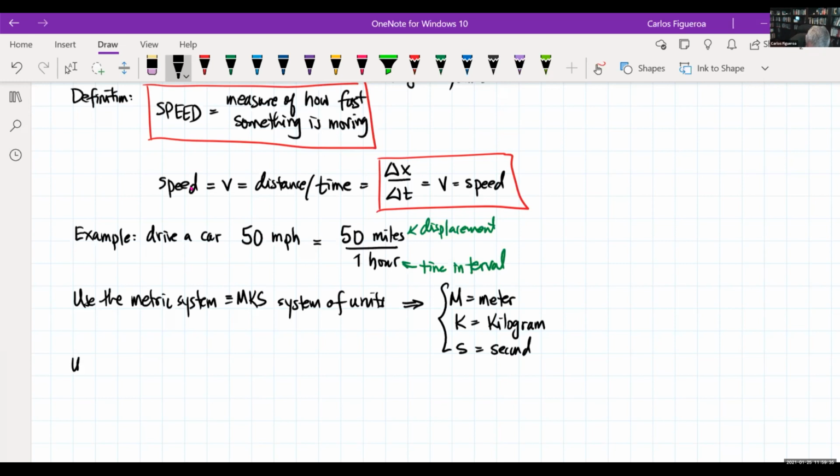The units of velocity, and the way I describe a unit is that we put brackets around the quantity we want. So what's the unit for velocity or speed? Well, it has to have a unit of displacement. It has to have a unit of time. But we know that a unit of distance is a meter and a unit of time is a second. And so therefore, our velocity or speed has units of meters per second.